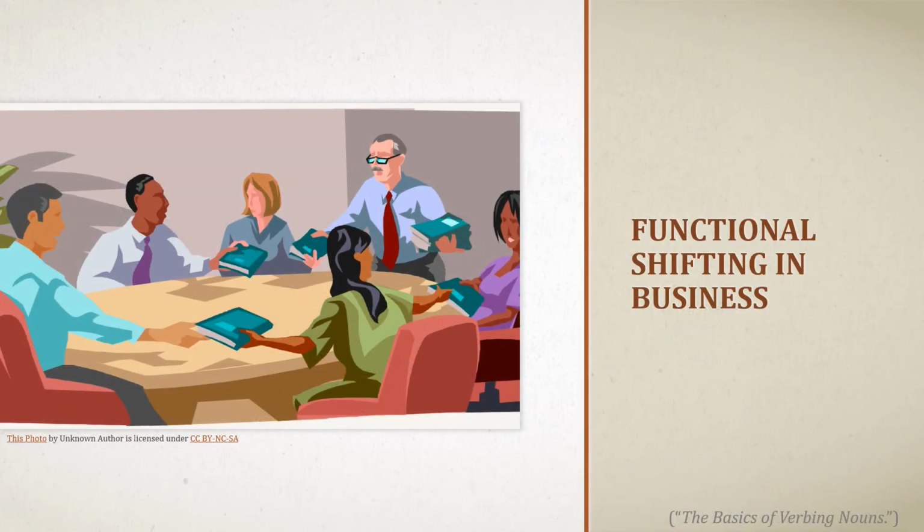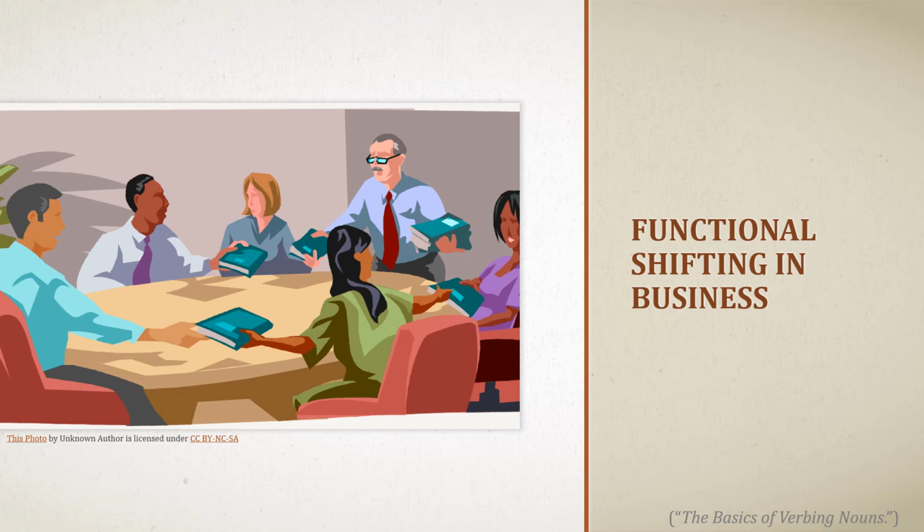Functional shifting really occurs very naturally through our everyday language, and it's often used without any thinking. So we're going to look at an example. This was provided by Grammarly, and it was in an article called The Basics of Verbing Nouns. We're going to enter into a business meeting, and in this business meeting, we may hear things like, we're all set, but we need to table that topic for the next time. We've now used the noun table and made it into what? A verb, correct?